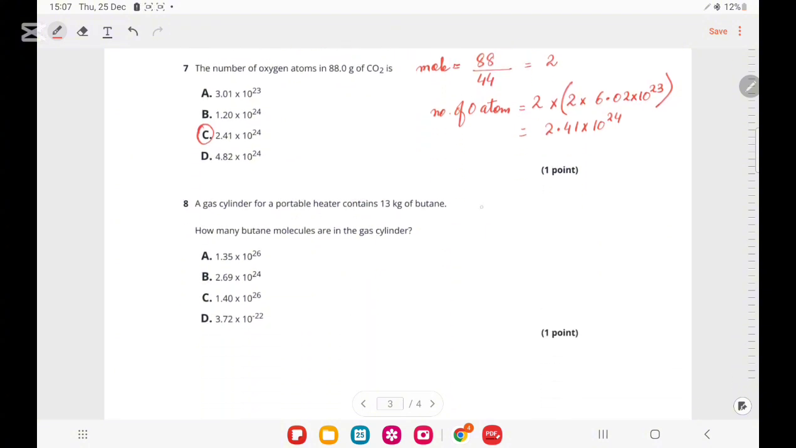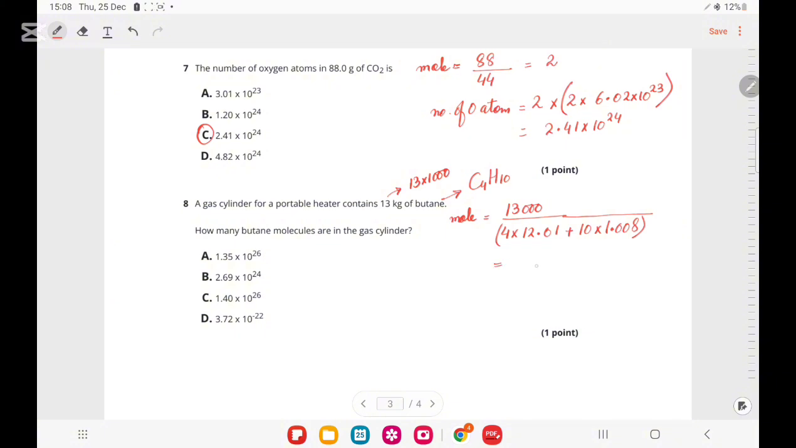Then we are given the mass of butane, so I'm going to find the mole. Mole is equal to mass over molar mass, but here mass is in kg. So first of all, I need to convert it into grams by multiplying it with 1000. So the mass is going to be 13,000 grams, and butane is an alkane which has the formula C4H10. So the molar mass comes out to be 4 times 12.01 plus 10 times 1.008.